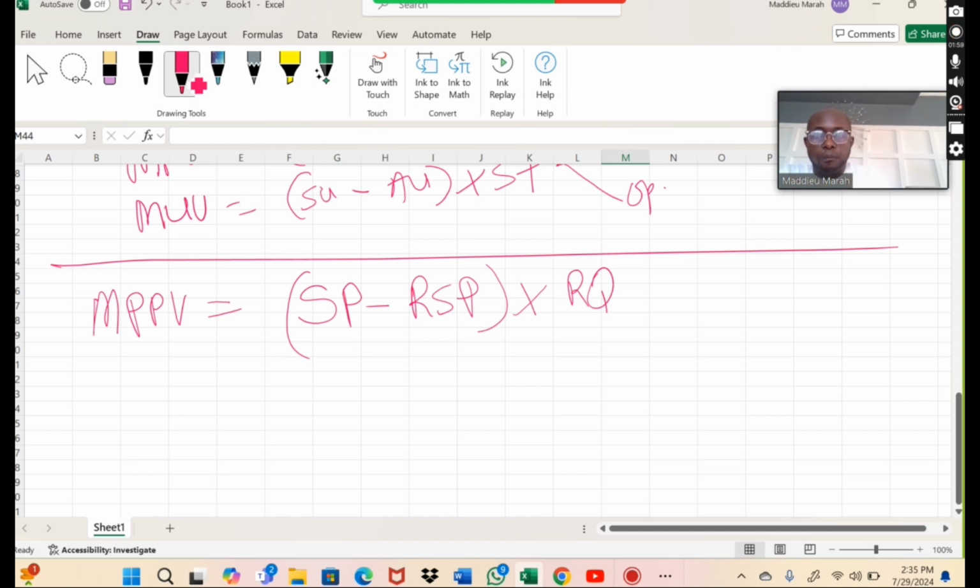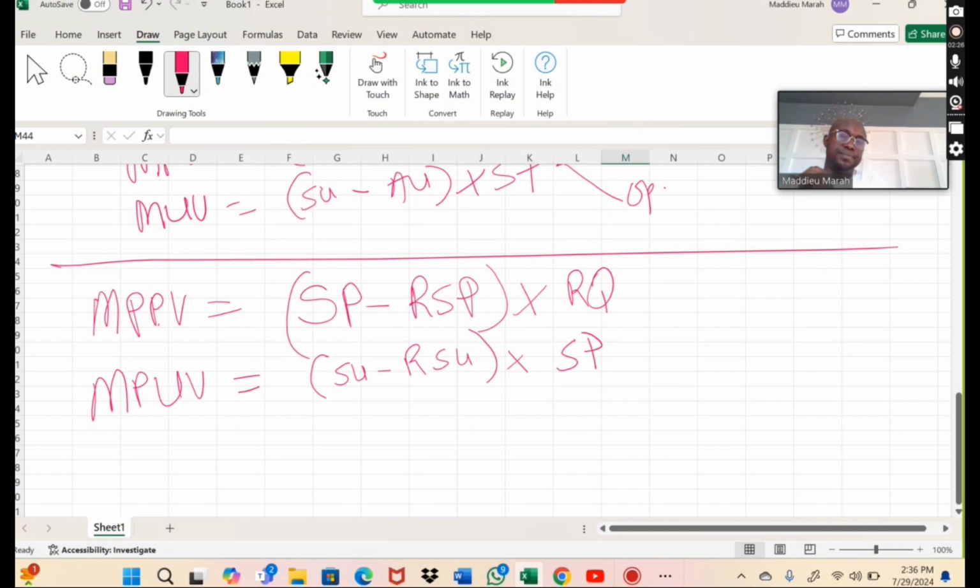Now, for material planning usage variance. So we are still on planning variance. We've done the price, now the usage. Usage is standard usage minus revised standard usage multiplied by standard price.